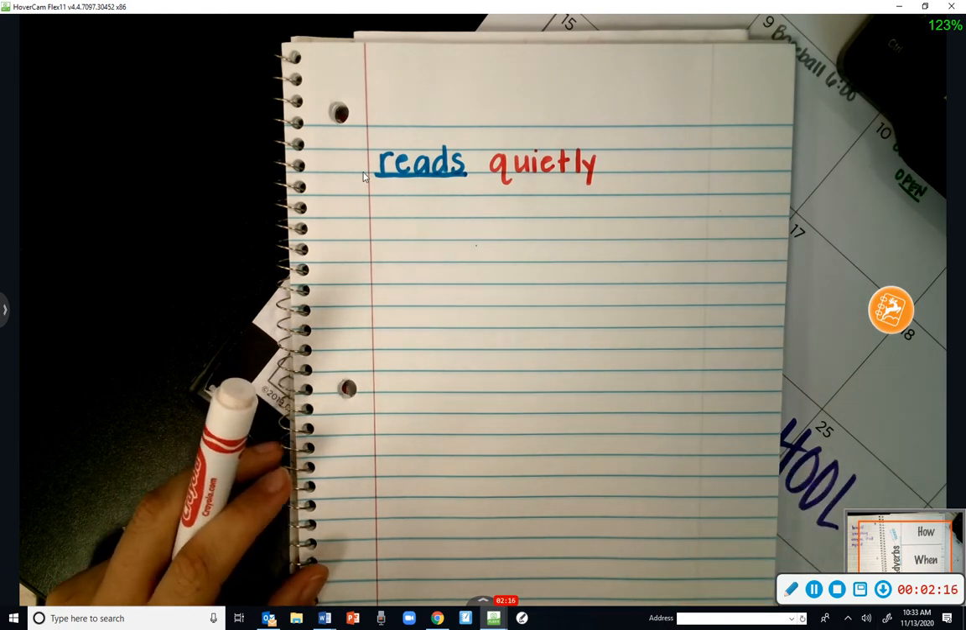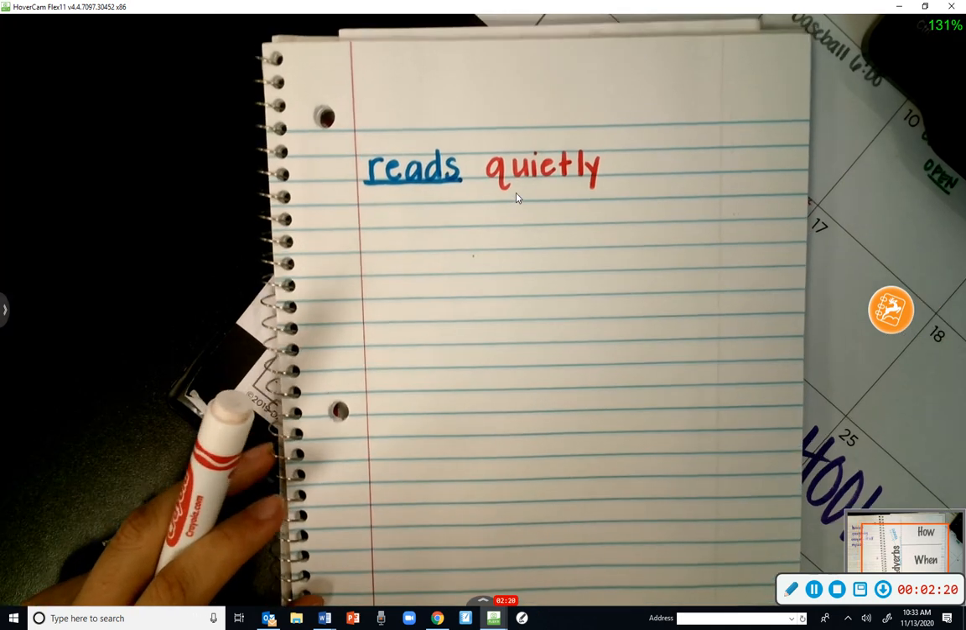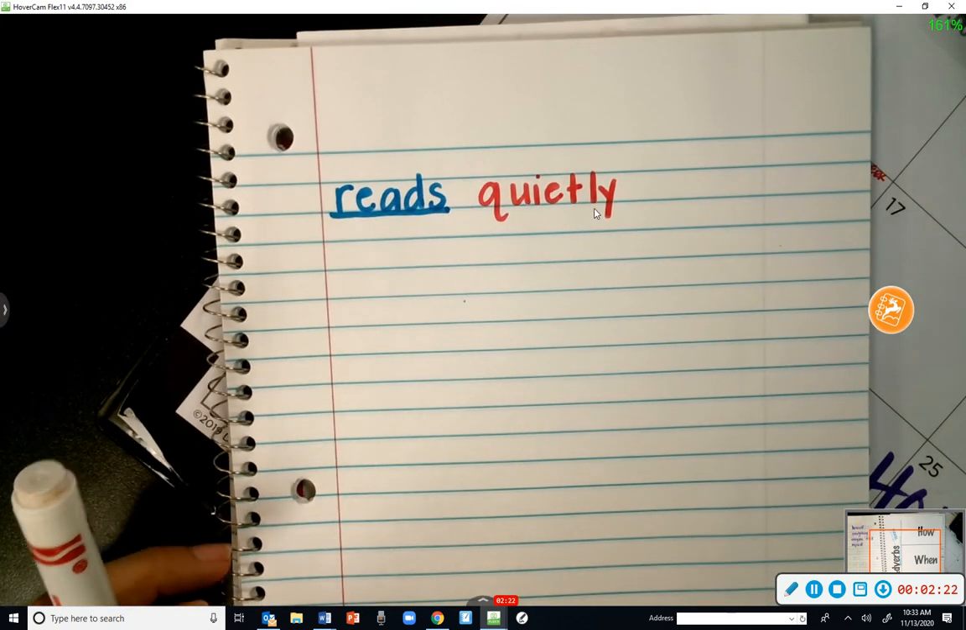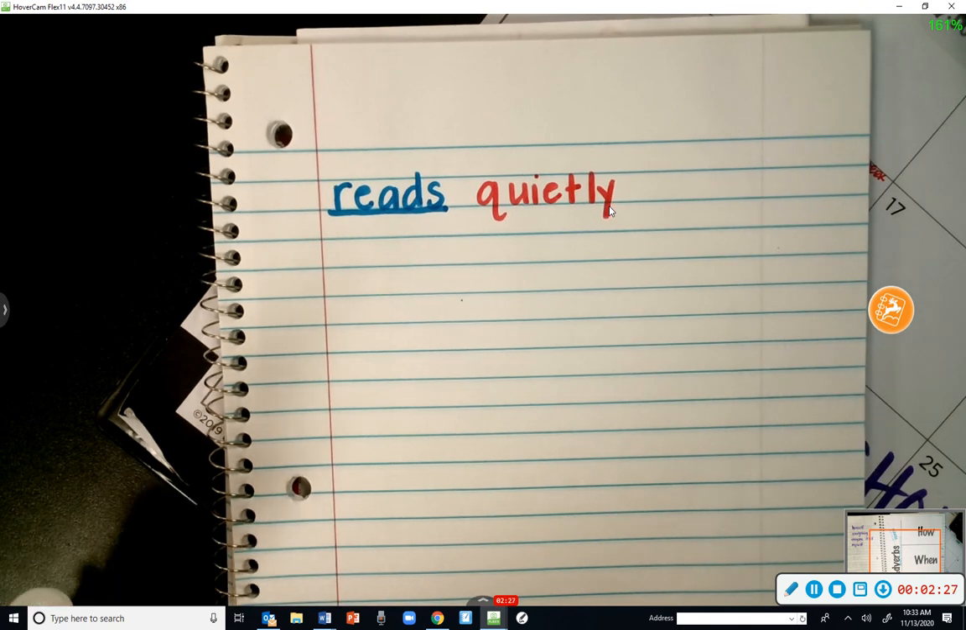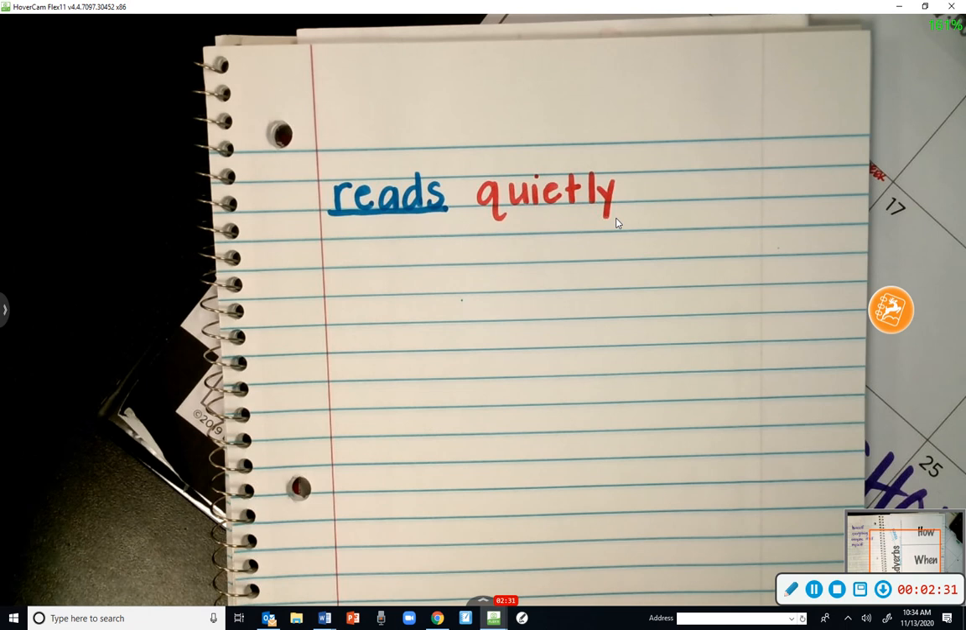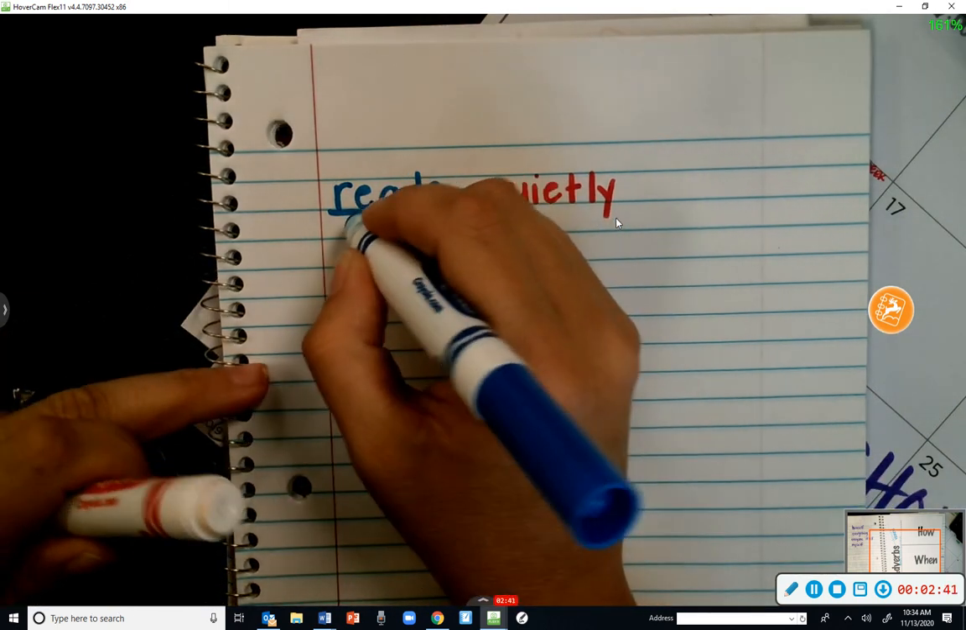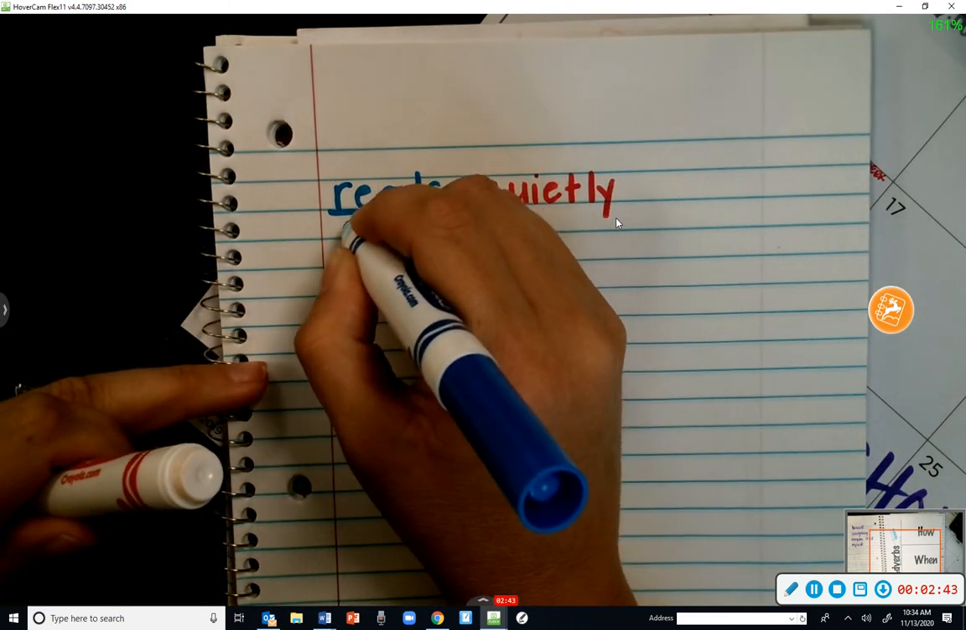Okay, so first we need to look at the blue word. Is the blue word a verb or a noun? Noun. Verb. Why is it a verb? It's something you can do. Bryson? Because you can read. That's something you do. Okay? So we would say this is a verb.